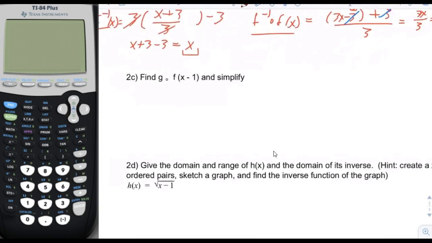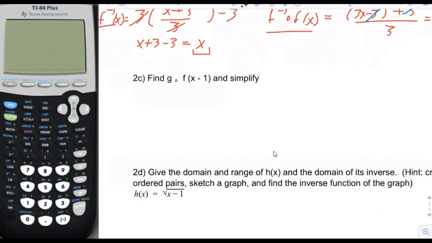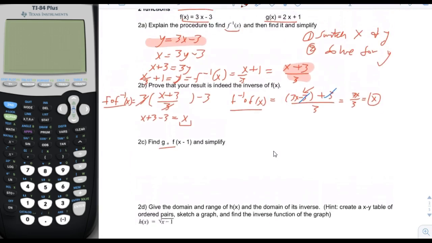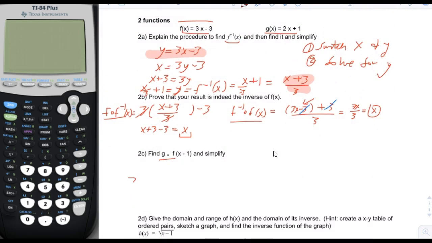Now we're going to take g follows f of x minus 1, and we're going to simplify it. First thing is g's on the outside, so I'm going to write down g. So g is 2 something plus 1. Instead of the x, I wrote something. It makes it a little bit easier to imagine what you put in there. You're going to put what's inside here, which is f of x minus 1.